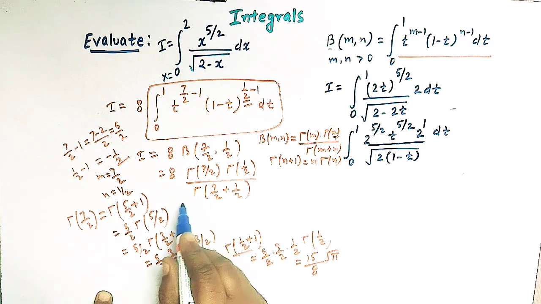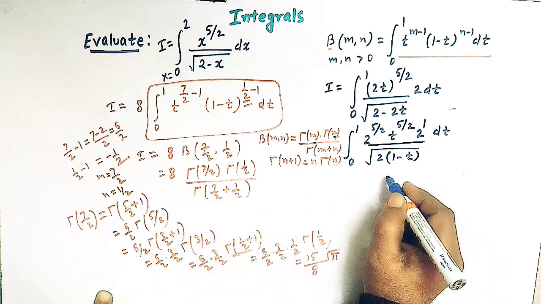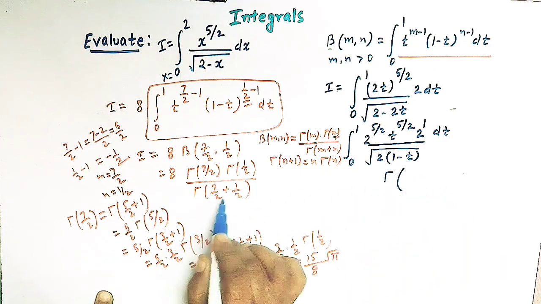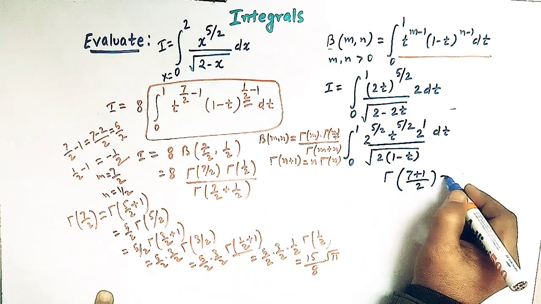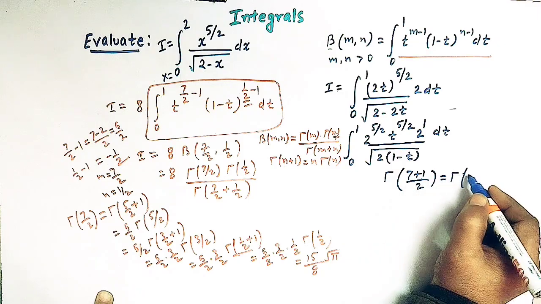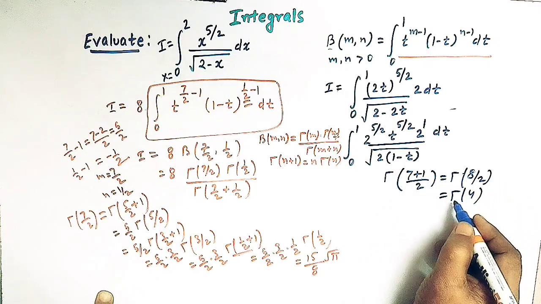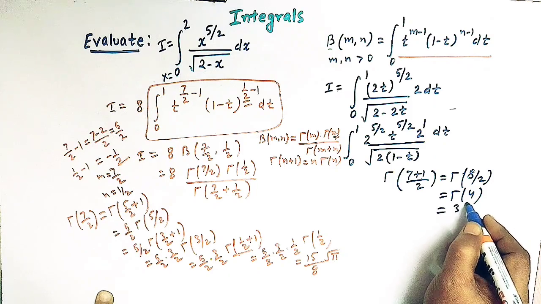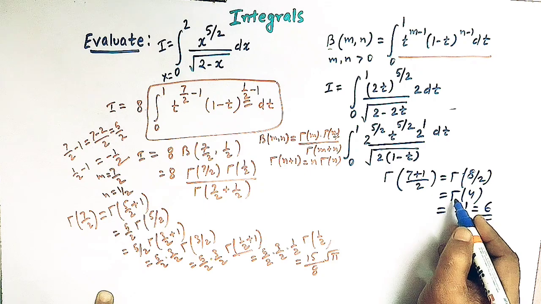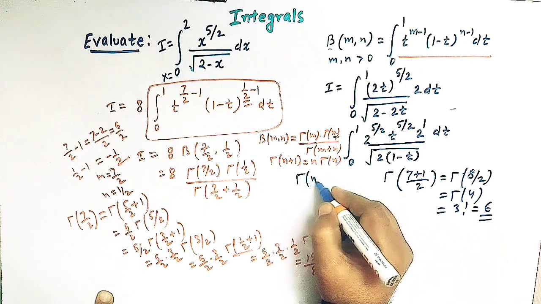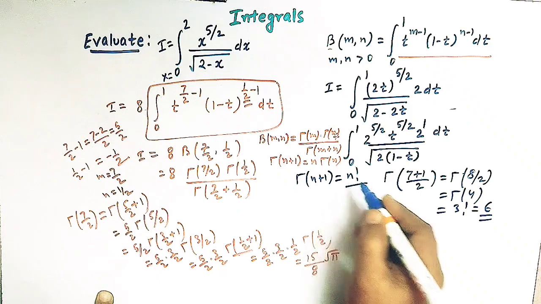Now in the denominator we have gamma 7 over 2 plus half. So 7 over 2 plus half is 7 plus 1 over 2, that is 8 over 2, that is gamma 4, and gamma 4 is equal to 3 factorial, that is equal to 6, right? Because we know that gamma n plus 1 is equal to n factorial, where n is some positive integer.